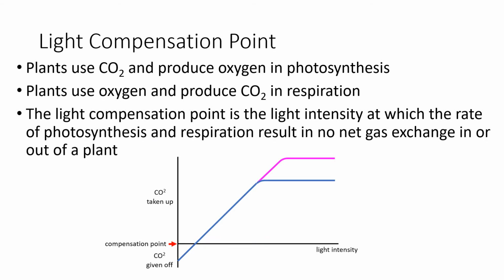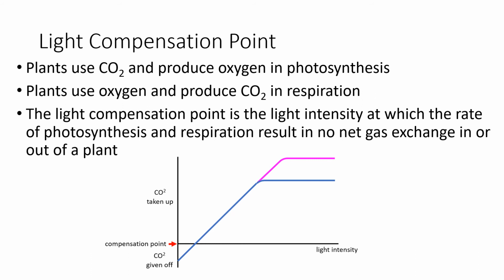Now we have this thing called a light compensation point, and a light compensation point is when we're looking at photosynthesis and respiration at the same time. And what it essentially is, it's the light intensity that anything that carries out photosynthesis gets exposed to. And it's that light intensity that the rate of photosynthesis and the rate of respiration result in no net gas exchange in and out of the plant.